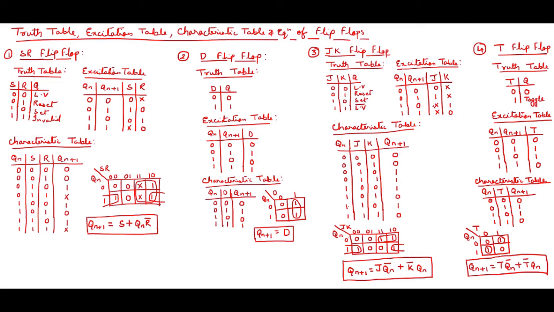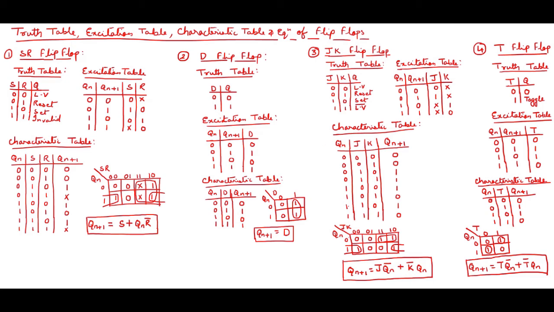So this is don't care. Present is 1, I want 1. The possibility is what? 0 0, the last value, or it will be 1 0. Why 1 0? Set condition. So this is don't care, this is 0. Now we'll go for the characteristics table of JK flip flop.